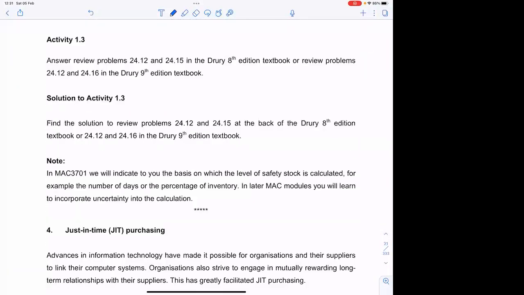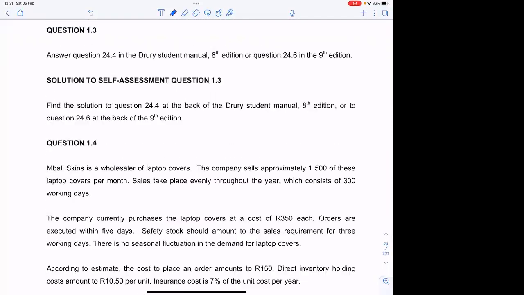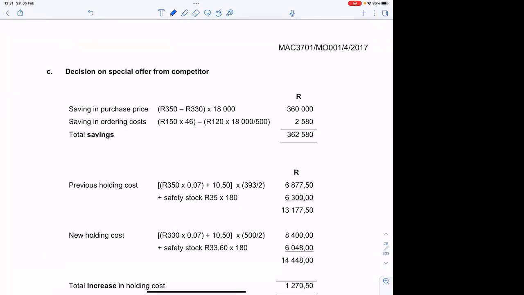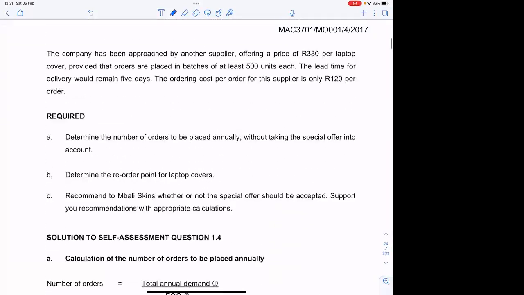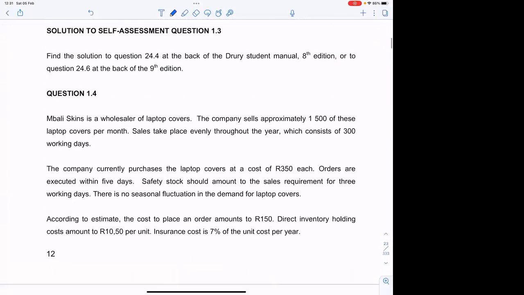Now, this is basically what you were doing in MAC 3601. Very simple stuff. Remember, your module is an application. So it means that we need to apply the information that we are given so that we can make decisions. Now, you will find out that an organization like this one has been ordering 35 units. Then another supplier can come and say, remember they were purchasing the inventory at 3,420.